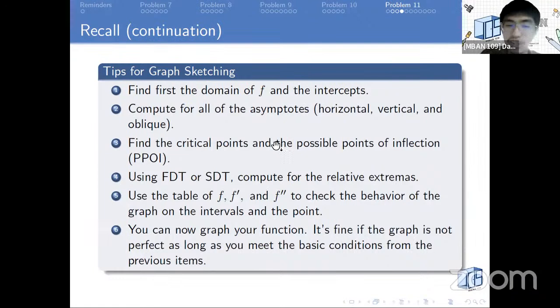So you need to recall again FDT and SDT for this problem. And then use the table of f prime and f double prime to check the behavior of the graph on the intervals and the point. And 6, you can now graph your function. It's fine if the graph is not perfect as long as you meet the basic conditions from the previous items.